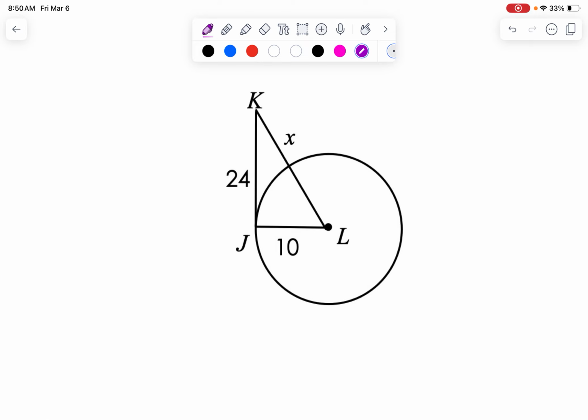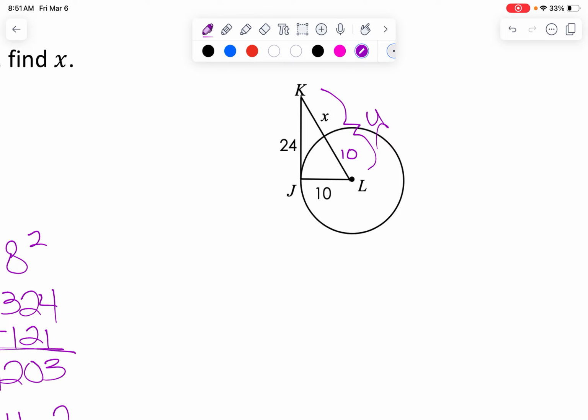All right. This one is a little harder. I know that this is 10. Okay, I have an x here, so this is a little trickier. So I'm actually going to say this whole side is y, and I'm going to figure out what that is first, because I know the other side. So I'm going to say 10 squared plus 24 squared equals y squared. And then I'll solve for x.